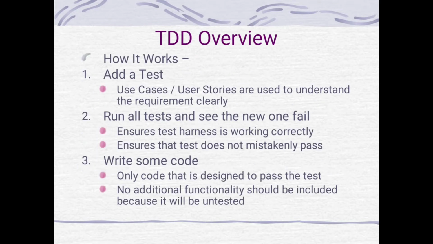How it works. Add a test. Use cases or user stories are used to understand the requirement clearly. Run all tests and see the new one fail. This ensures the test harness is working correctly and that the test does not mistakenly pass. Write some code, only code that is designed to pass the test. No additional functionality should be included because it will be untested.